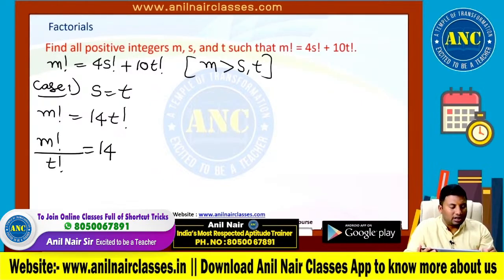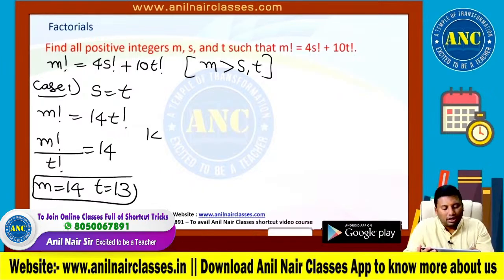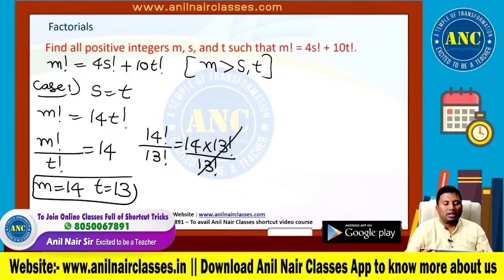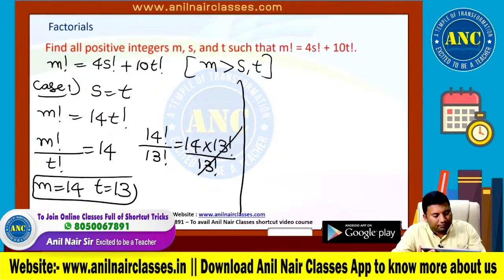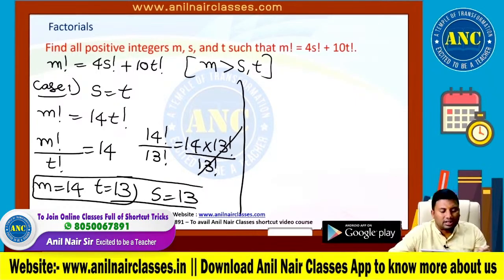I hope it is clear. Just by looking at the question itself, I can say m is 14, t is 13. Because 14 factorial by 13 factorial is nothing but 14 into 13 factorial by 13 factorial. The answer is 14. I hope it is clear. Case 1, how many values? M is 14, s is 13, t is 13. Case 2.